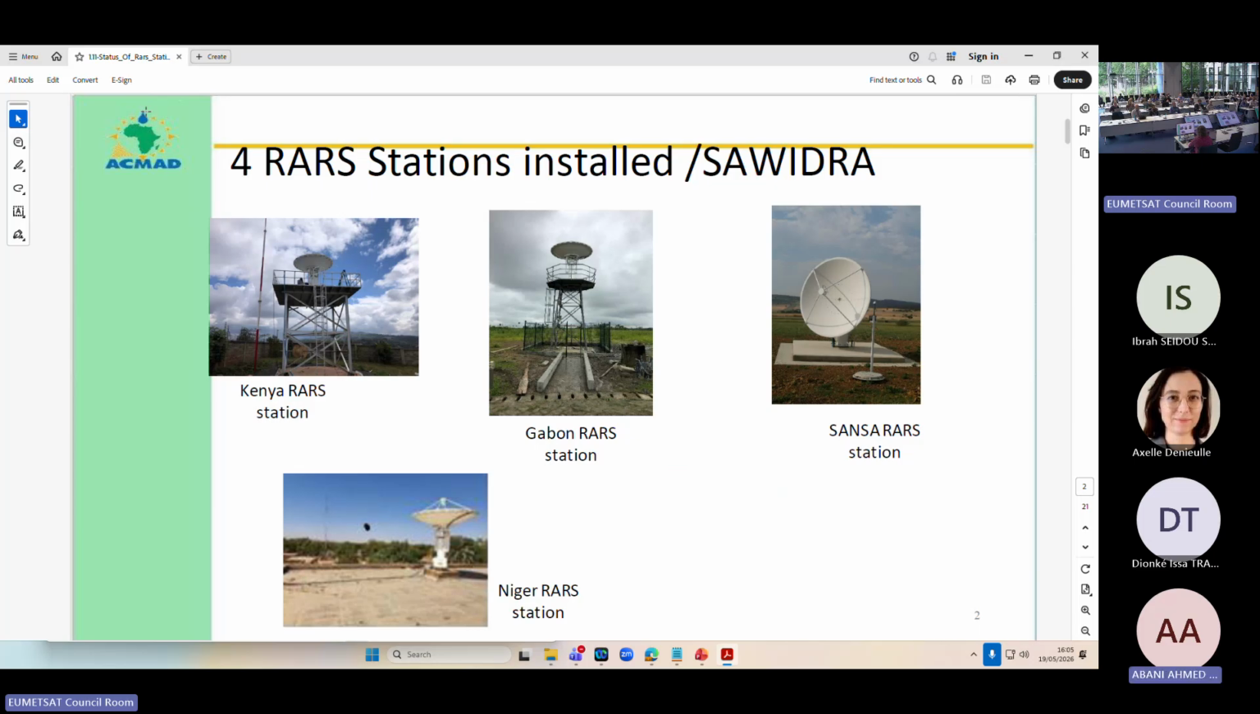So currently the network is composed of the 4 RARS stations of Gabon, Kenya, SANSA, and South Africa, plus Niger, with the full infrastructure installed and tested during the SAWIDRA project. Next slide, please.